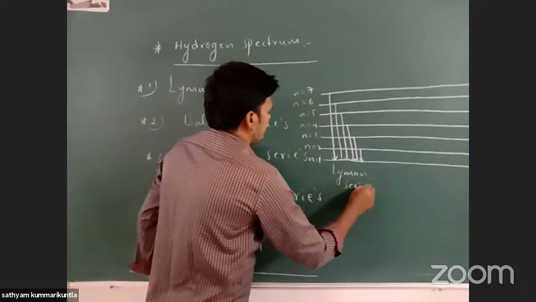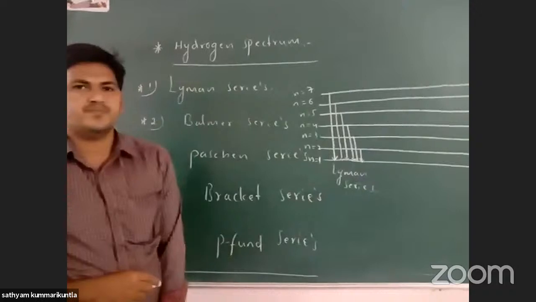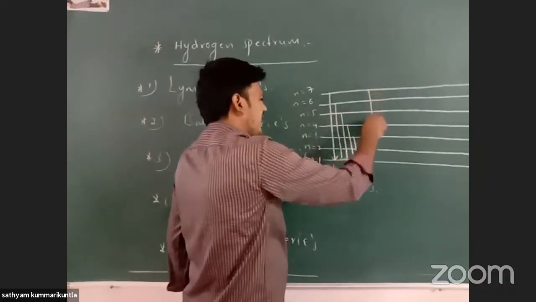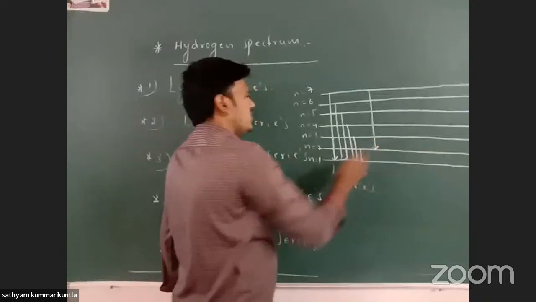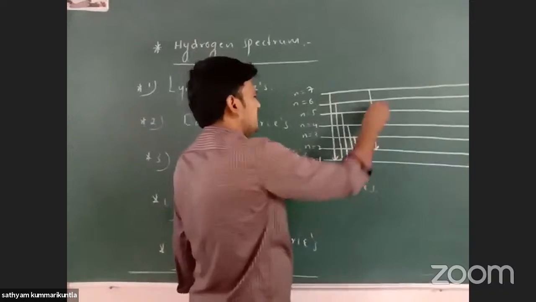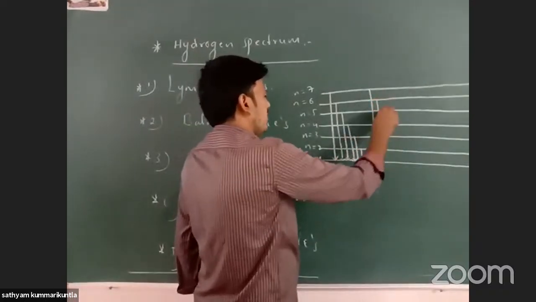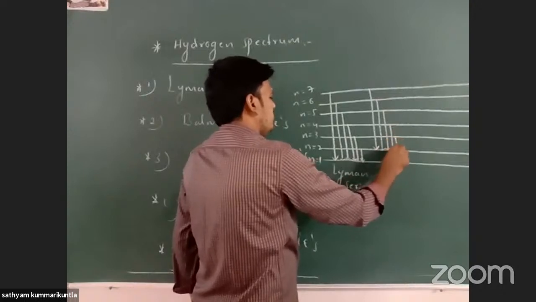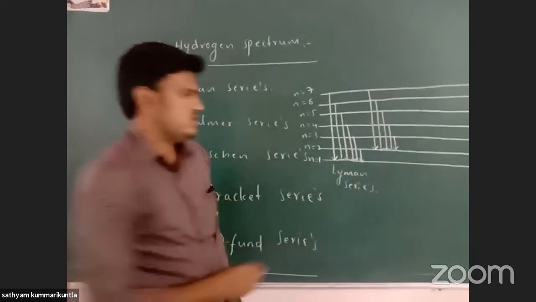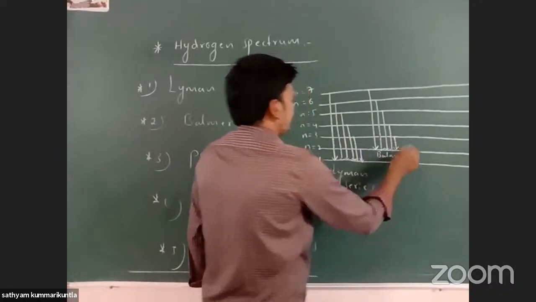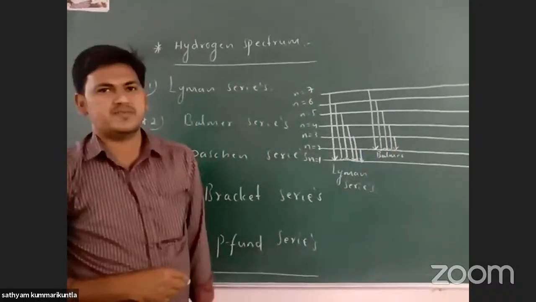Lyman series. So the first one is Lyman series. Next one, the transition of an electron from any higher orbit level to n equals 2. That means 7 to 2, 6 to 2, 5 to 2, 4 to 2, 3 to 2. So we say Balmer series. First one is Lyman series. Second one is Balmer series.